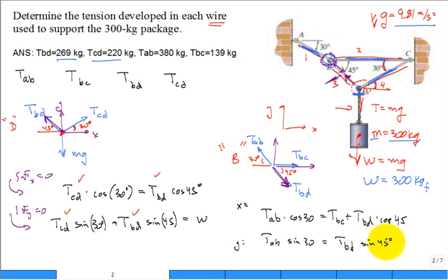This one's a little easier because this is already known from the previous work. And so you can solve for this one. One equation, one unknown. That's great. Then substitute in here, and then you just solve for the last unknown. And these are the answers.